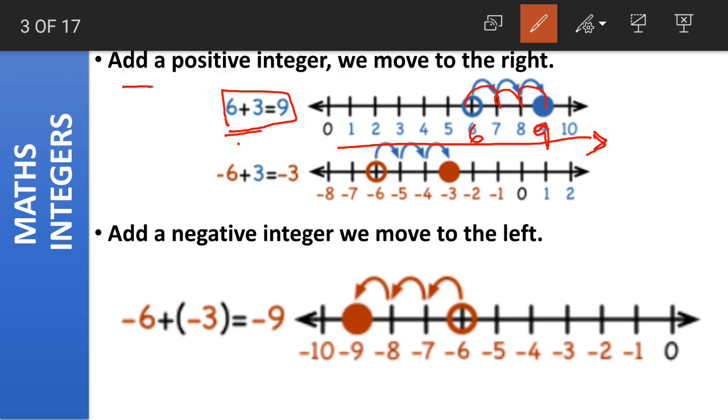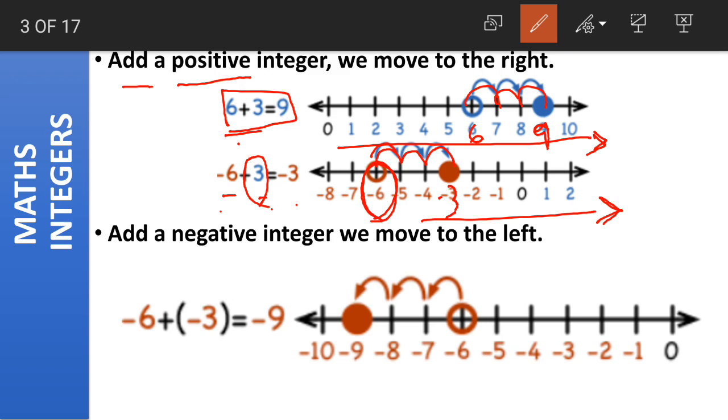Let us take one negative and one positive integer. We are taking the negative integer -6 and then we are adding 3 to it, which means we have to move 3 places to the right side. 1, 2, 3. Where do we reach? We reach the number -3. -6 plus 3 gives us the answer -3. Again, the direction of movement is to the right. Whenever we add a positive integer, we always move to the right.